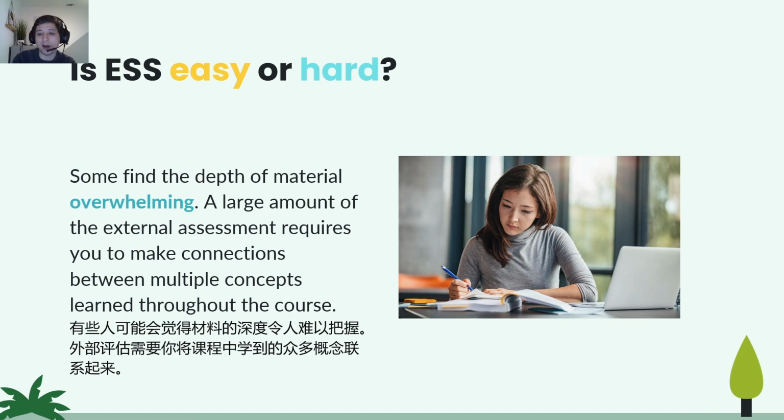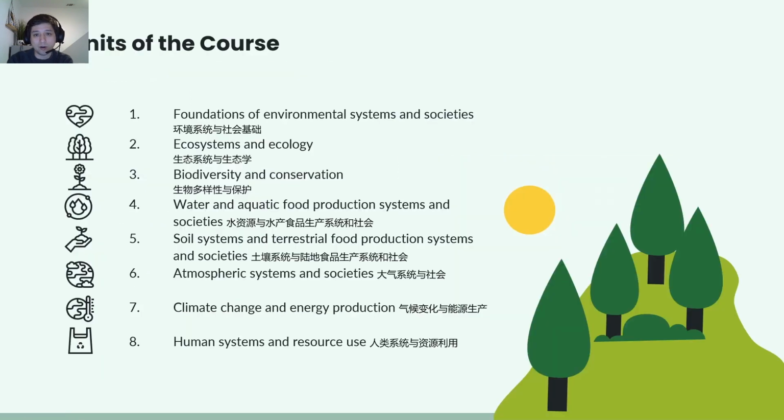Another is the depth of material. All these different systems connect: atmospheric systems, soil systems, water, biodiversity. These are all connected together. And a big part of this course is talking about the different connections. So you need to have a very deep understanding of the material to see the connections and to explain them. How do these atmospheric systems impact things like biodiversity, like these water and aquatic food production systems? It might not be obvious now, but hopefully it will be.